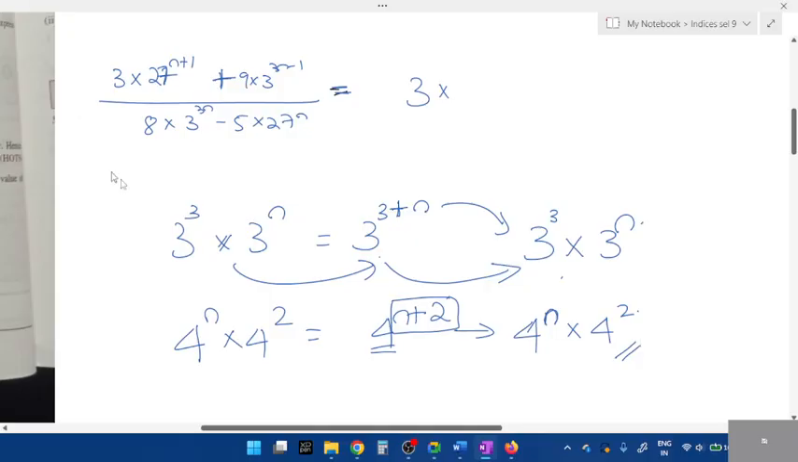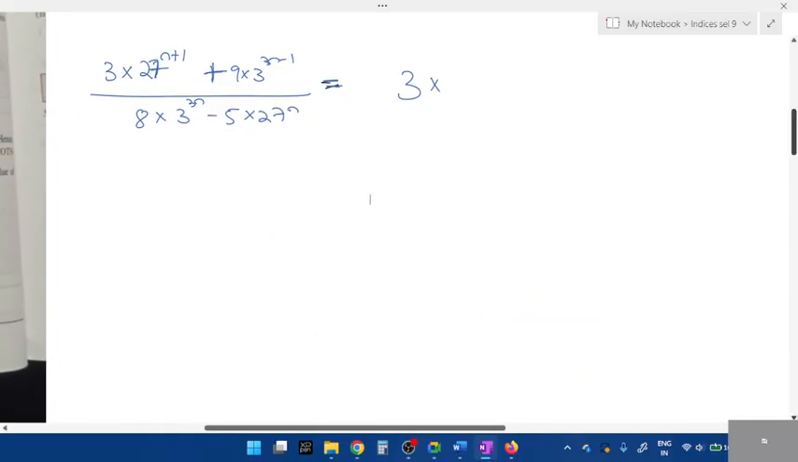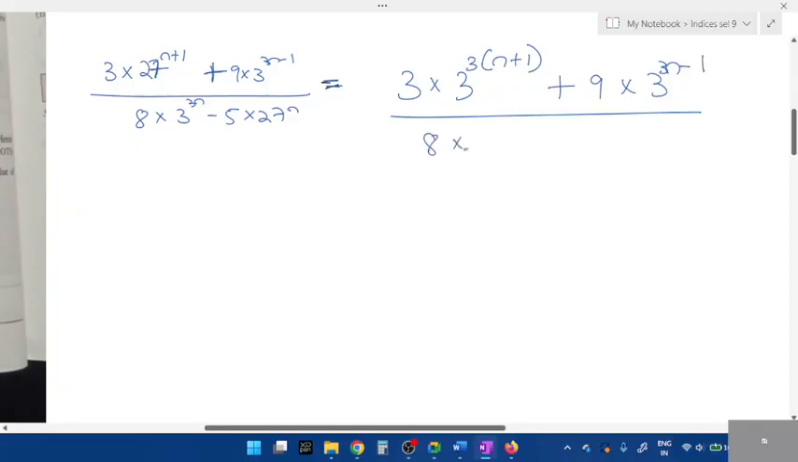Now, keep this in mind. Based on this, we are going to do a question. First, 27 is given. How can I write 27? 3 to the power of 3. This n plus 1 I'll write 10 bracket plus 9 as it is. 3 to the power of 3n minus 1. What about 27? 3 to the power of 3. Then there's an n, right?